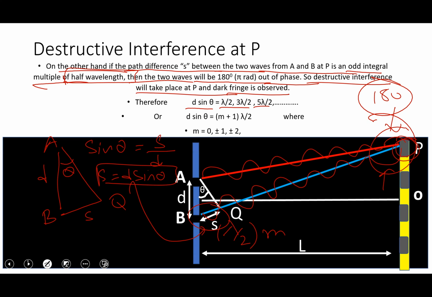Or we can say in the simple generalized manner, D sine theta is equal to (m plus 1/2) lambda. That means into half a lambda. So whenever we get the answer, it will be a destructive interference if the path difference is half a lambda in this region, which is S right over here.